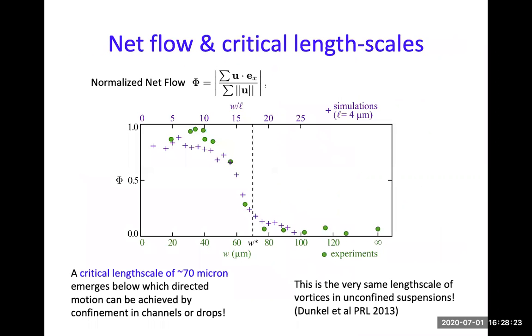So again, it seems that for this particular species, Bacillus subtilis, with a particular length, about 5-6 microns, this critical length scale emerges. And so if you confine the suspensions in channels or in drops under this length scale, you will get this organization. And I found it very peculiar that this is the same length scale of transient vortices in unconfined suspensions. Whether this carries to other species of bacteria, I don't know, but it would be nice to see.